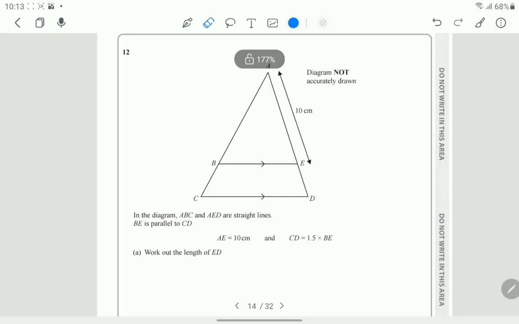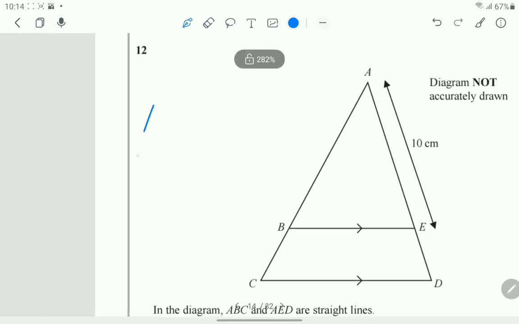Question 12 tells us that in the diagram, ABC and AED are straight lines. BE is parallel to CD. AE is equal to 10 centimeters. CD is 1.5 times BE. Work out the length of ED. Now let's redraw these shapes separately.